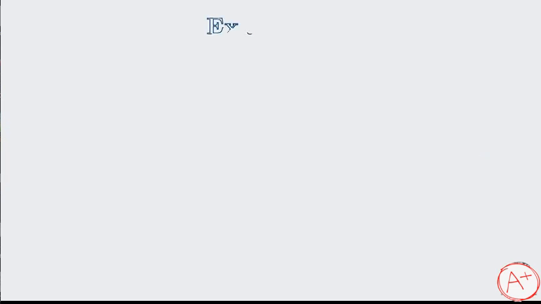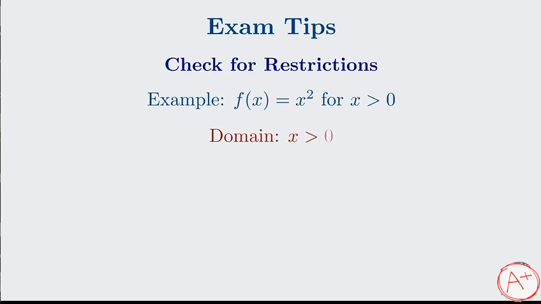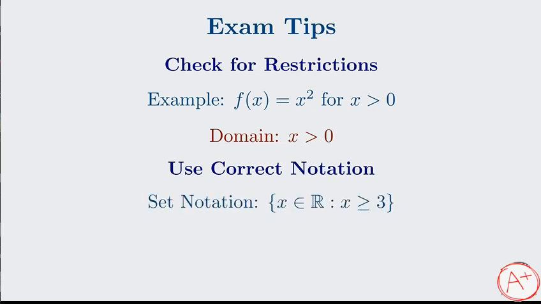To secure top marks in your additional mathematics exam, keep these professional tips in mind. Always scan the question carefully. Even if a function is naturally defined for all real numbers, the examiner may provide a specific restriction like x is greater than 0. If a restriction is given, that is your domain, regardless of the function type. Be precise with your mathematical notation. If the question asks for the domain in set notation, use curly brackets. If it asks for an inequality, ensure you use the correct symbols. Mixing these up can cost you easy marks.